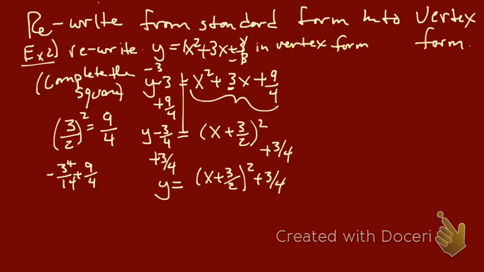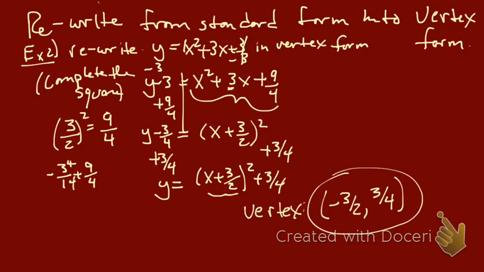As a matter of fact, I can look at that and just tell what the vertex is, and I will ask you to tell me on a quiz or a test. The vertex has the h value of negative 3 over 2. Remember, use the opposite sign of what you see with x in the parentheses, and the y coordinate being just that k value, 3/4. So here's my final solution here. I've rewritten this guy in vertex form.